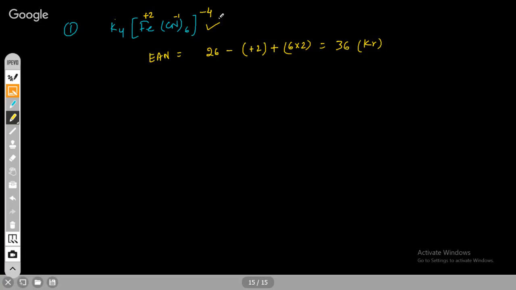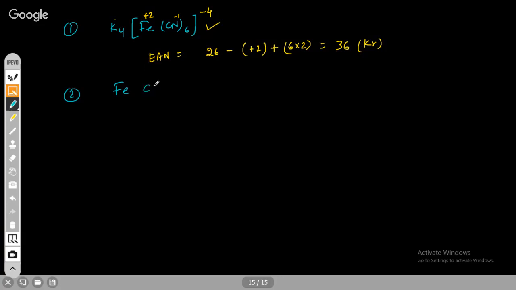Understood this? Understood this, guys? Effective atomic number is 36, and that is why it is stable. That's what the Sidgwick EAN rule is. The metal ions have a tendency to gain the next higher noble gas configuration by gaining electrons from ligands. That's what it means. Now you see another example here.